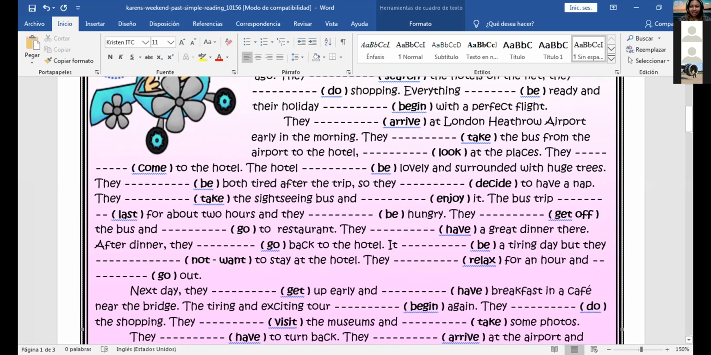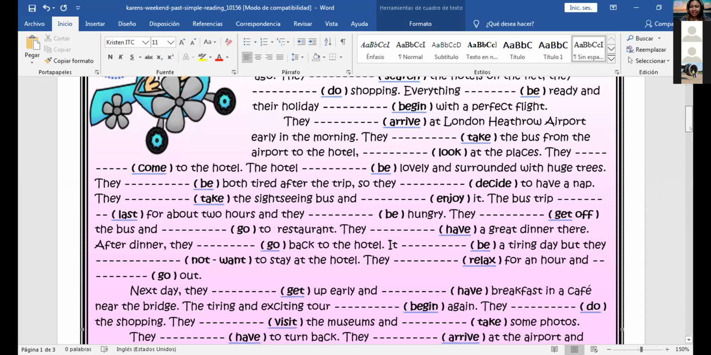Take a look at this. They searched the hotel. They decided to have a nap. They took a nap, but first they arrived at the hotel, right? They arrived at the hotel. They took a nap. Okay. And what else? I think so. We'll leave it there.